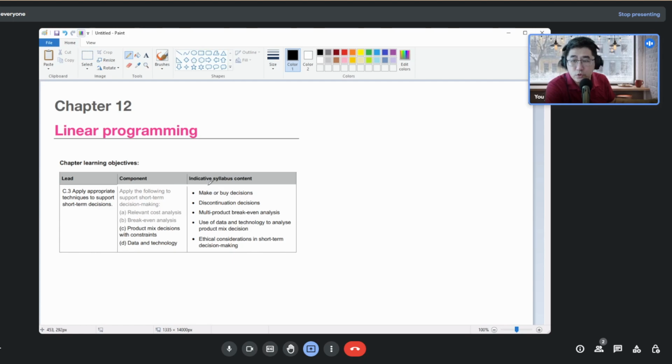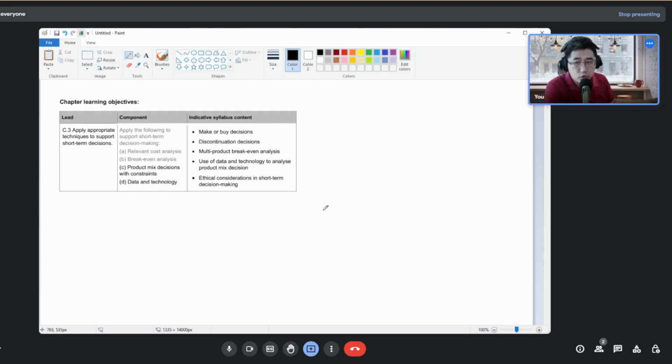In the indicated syllabus content, there are make or buy decisions, discontinuation decisions, multi-product break-even analysis, and so on. So this is actually to do optimization. We can actually solve this question by using Excel Solver. But the problem here is, you are going to sit for an exam, therefore you need to know at least how to solve them manually. So, let's see what are the things that you need to learn.